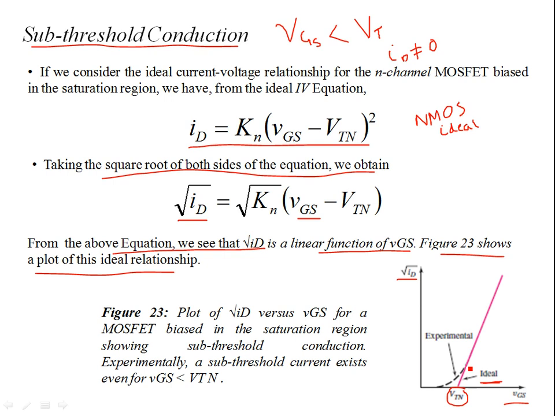Experimentally, however, the situation is a little different at this point of VTN. We have a small drain to source current. Now, this is experimental, and what it shows is that in actual MOSFETs, if you have to turn off the device from the gate, then it has to be biased much less than VTN. VGS should be about 1/10 or so smaller than VTN.